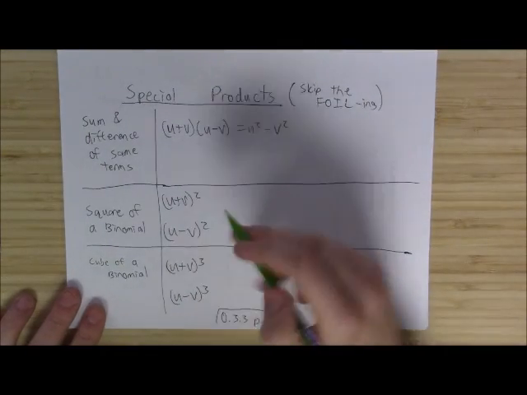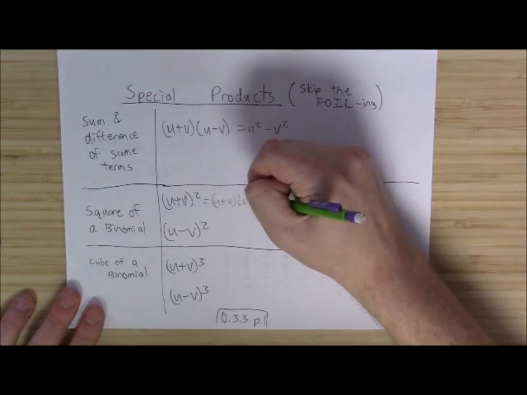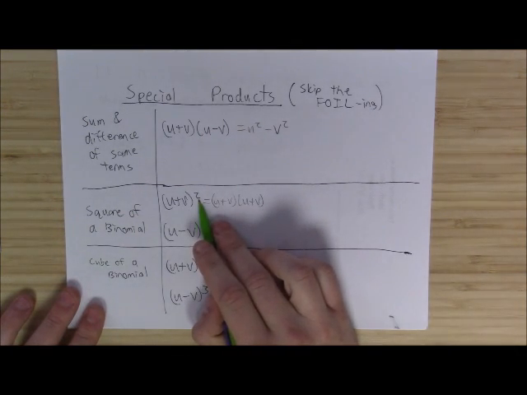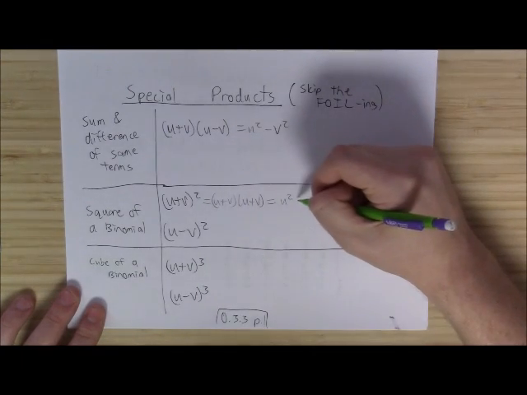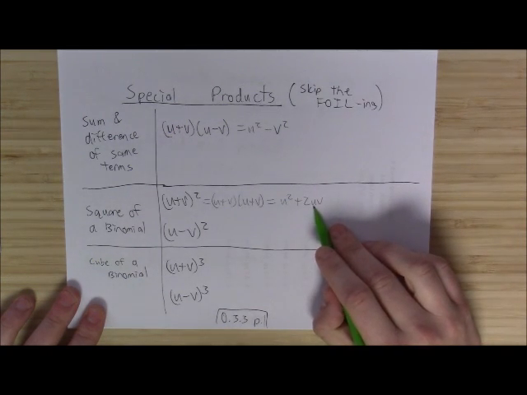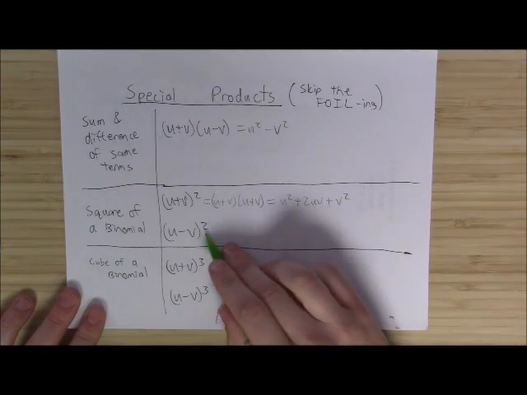Similarly here, if you understand that this is really u plus v times u plus v, please don't forget that. That's what the square really means here. Then, FOILing this out, you would end up with u squared plus 2uv. This is both the outer and inner terms put together, and then a v squared.